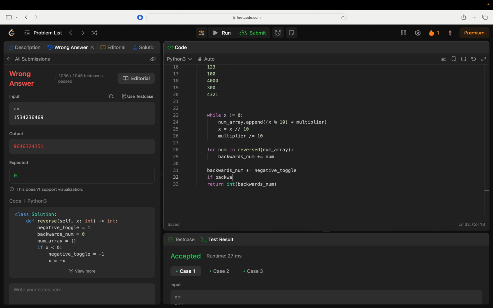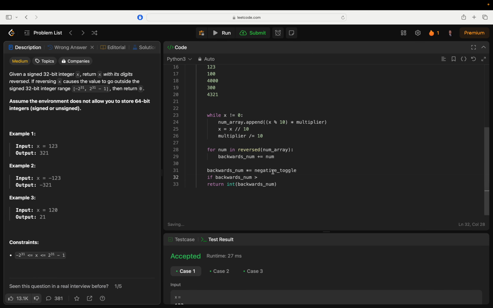Okay, so if backwards num is greater than 2 to the power of 31 minus 1, or if it's less than negative 2 to the power of 31, then return 0. Otherwise, just return backwards num. Does this work? I don't know. I'll be frustrated if it doesn't.